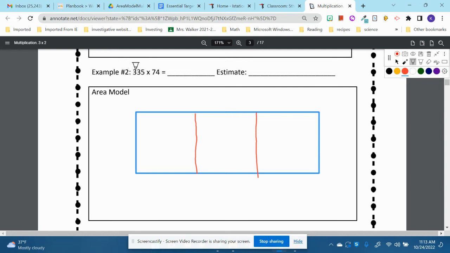So Ellie, this first 3 is worth how much? What place value is it in? 300. So we're going to go 300 plus, Adri, what's this second 3 worth? 30. Crew, what's this 5 worth? 5. Okay. Did we break that apart? Yep. Showing our place value.